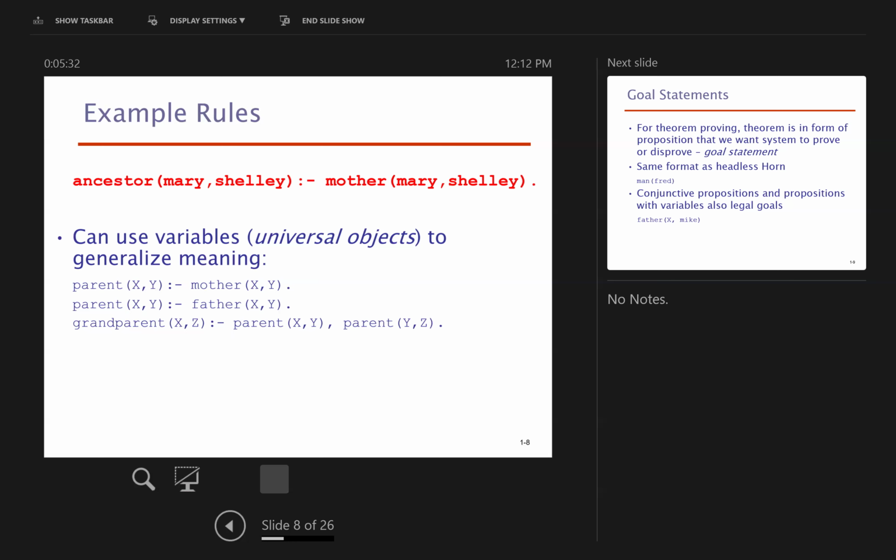Now you can see, based on the rule, we can also use variables. So instead of saying Mary Shelley, maybe we may have different names. So let's say parent X. If X is a parent of Y, then X can be the mother of Y. So we represent them by using variables throughout. And also if father is included.